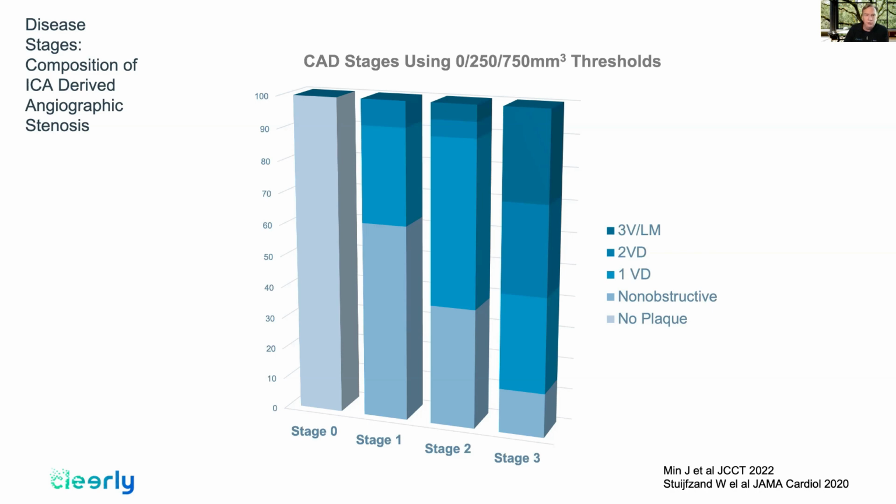So when we broke it down, greater than 0 to 250 cubic millimeters would be defined as stage 1, greater than 250 to 750 cubic millimeters stage 2, and then greater than 750 cubic millimeters for stage 3. And you can see when you define the staging system like that, most of the multi-vessel obstructive disease is in stage 3, and there's significantly less of it in stage 1, and of course none of it in stage 0.